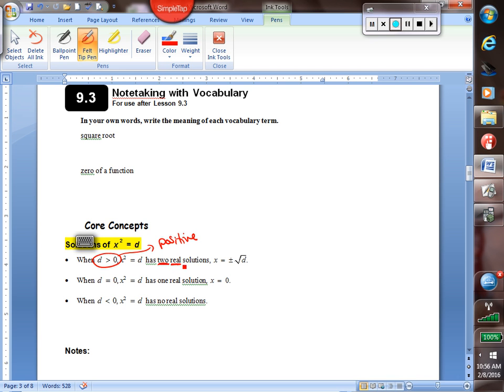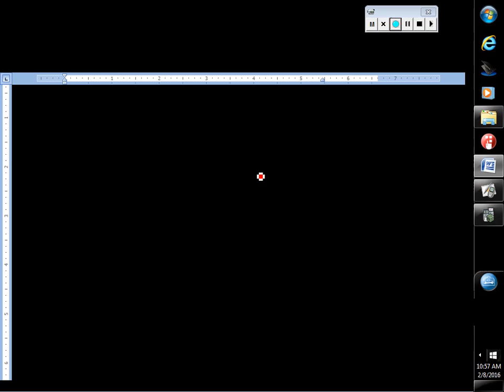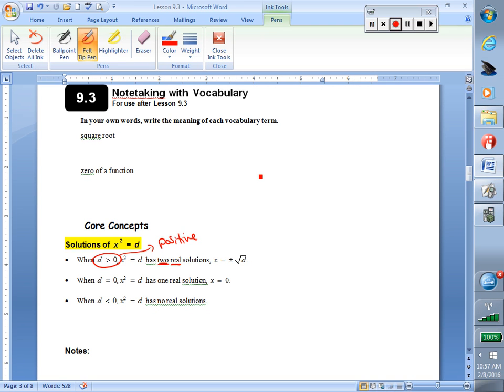And notice it says real solutions. For us right now, we're working in the set of real numbers. If and when you choose to take Algebra 2, there is a set of imaginary numbers that allows us to take the square root of numbers. But for right now, we're sticking in the world of real numbers. So yes, we need to be specific. If we take the square root of a positive number, we end up with two solutions.